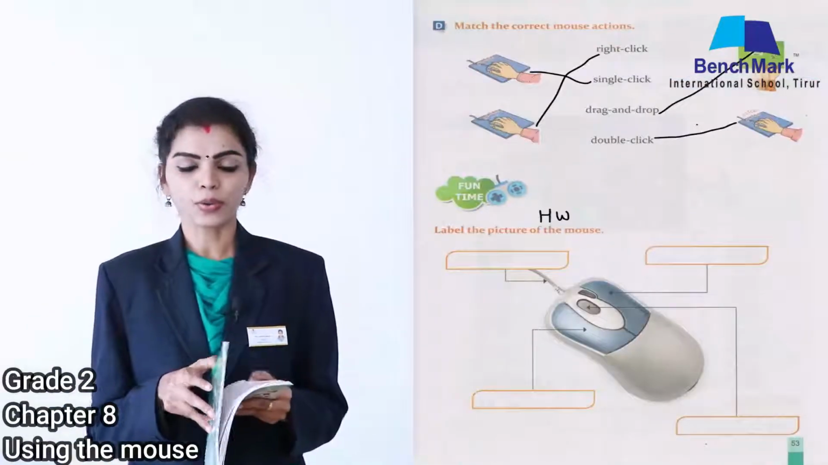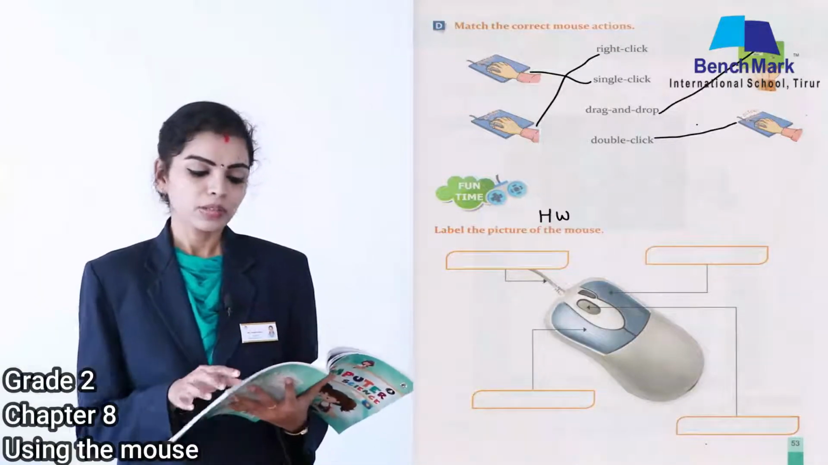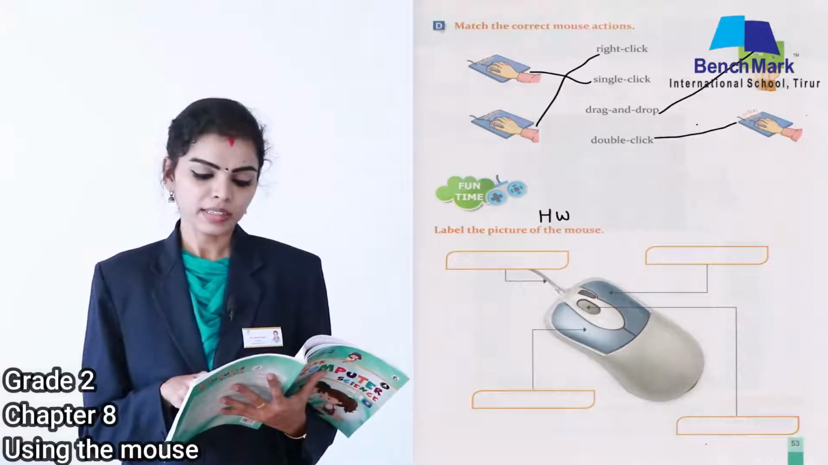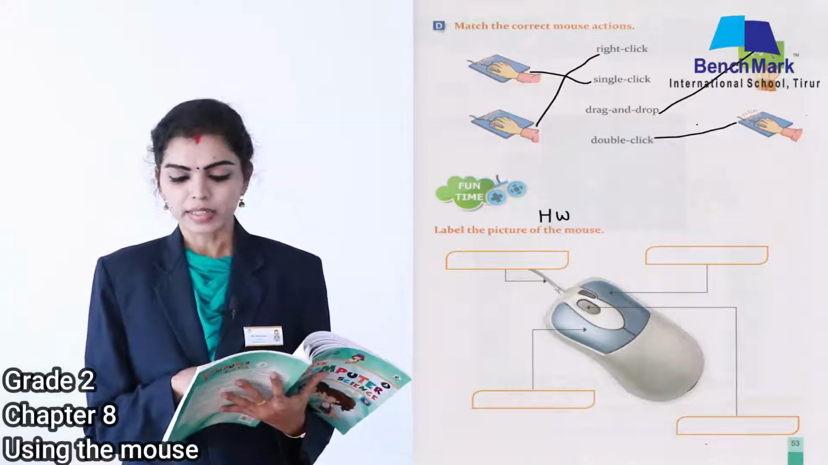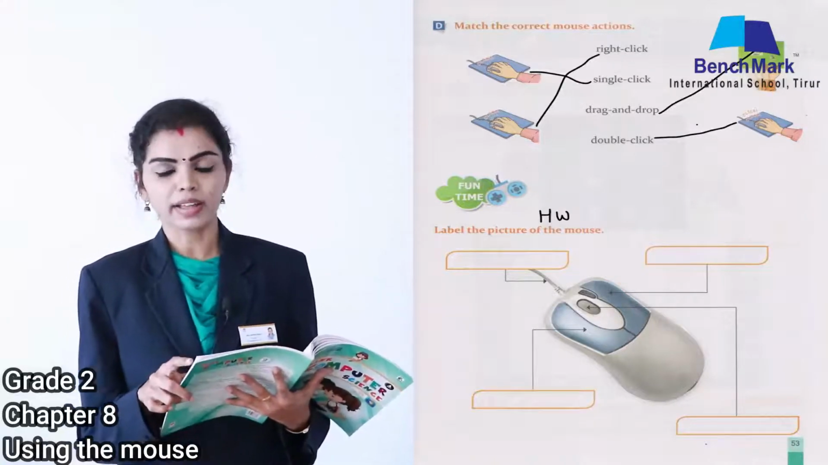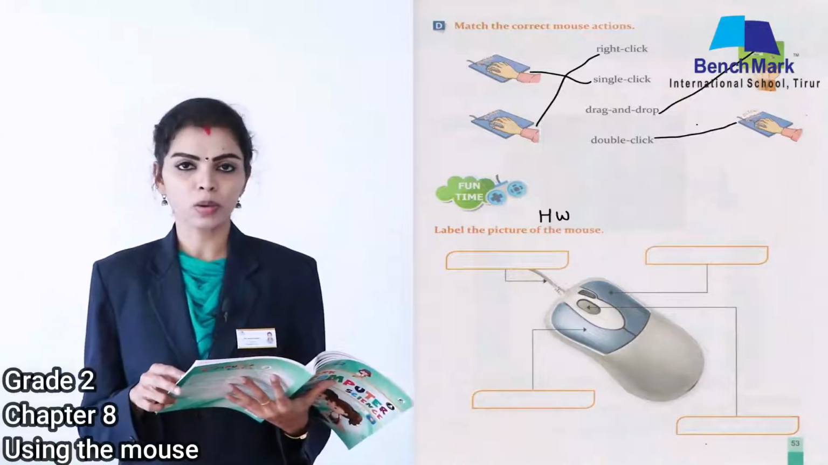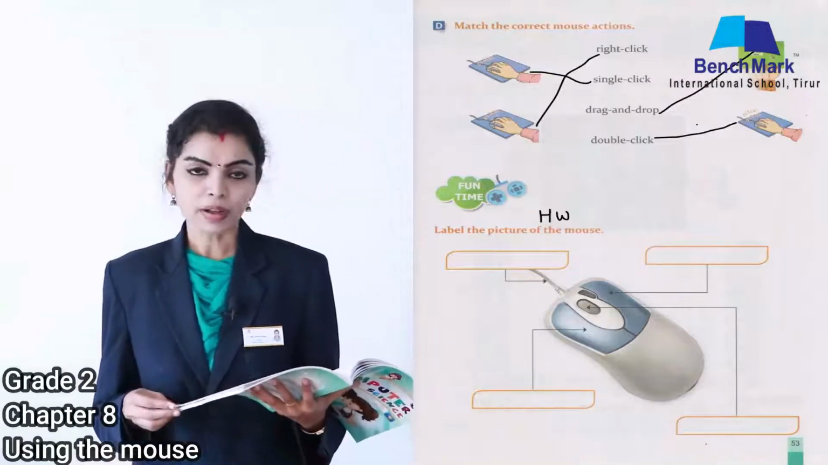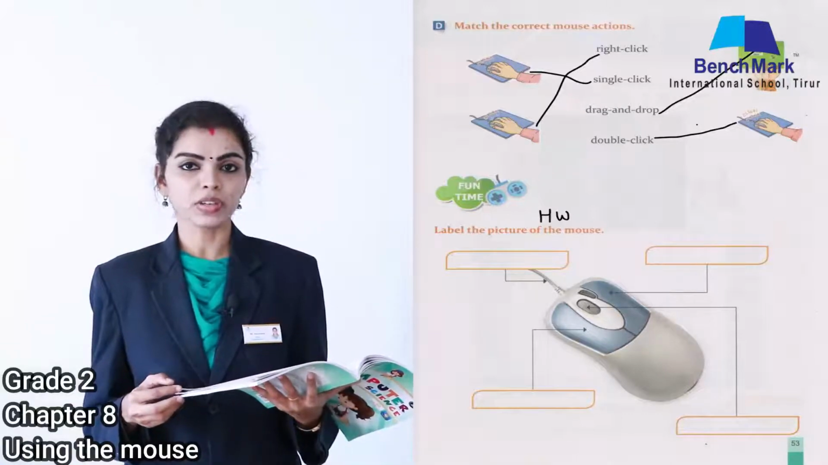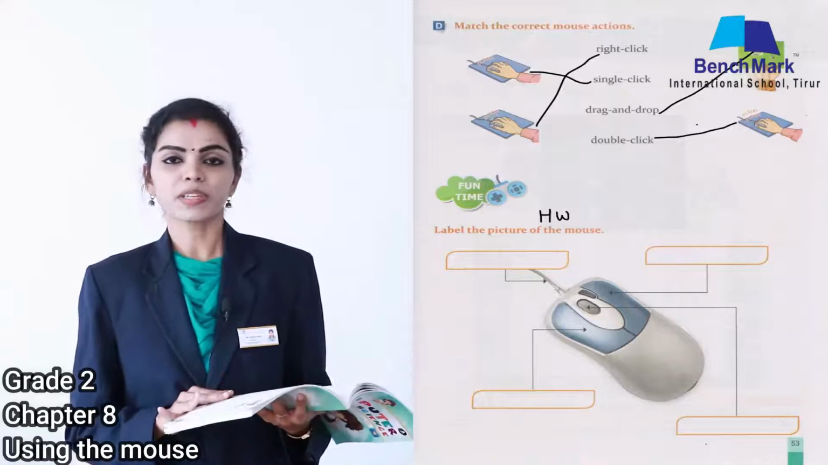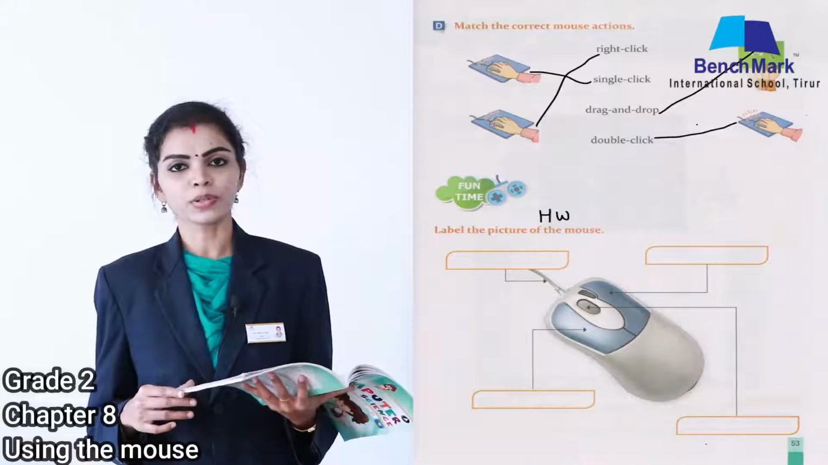I hope it is clear to you all. Next we will see match the correct mouse action. The first picture is single click, the second picture shows right click, the third picture shows drag and drop, and the last picture shows double click. So you need to match it accordingly. On page number 53, you have a fun time activity. You need to label the picture of the mouse. They have given a mouse picture and you need to label the parts of the mouse. This is homework for you, you need to do this at home.